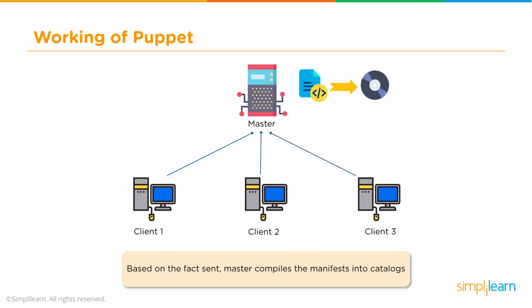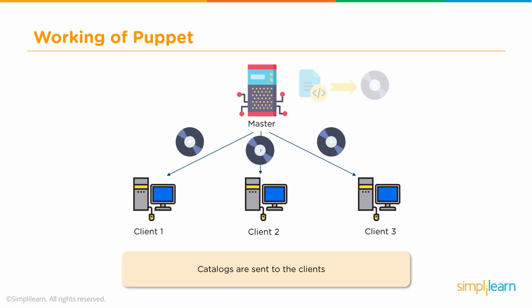At the master, this information, that is the facts, is compared against the manifest. So why does the master do this? The master basically compares the facts against the manifest to know if what the manifest is about to perform is already performed on these systems. So if the manifest has some additional functionality, they are compiled into catalogs, and then these catalogs are sent over to the client.